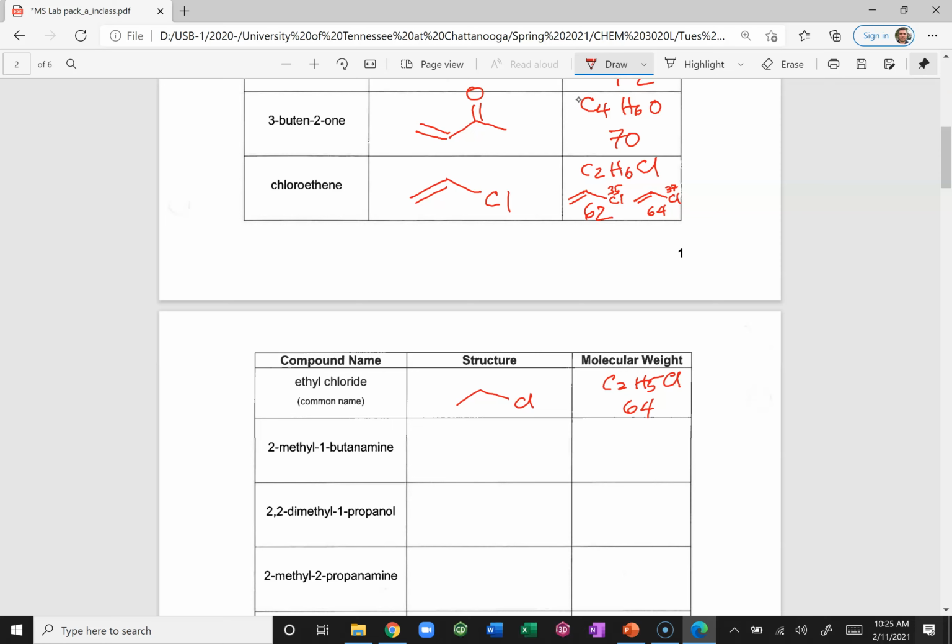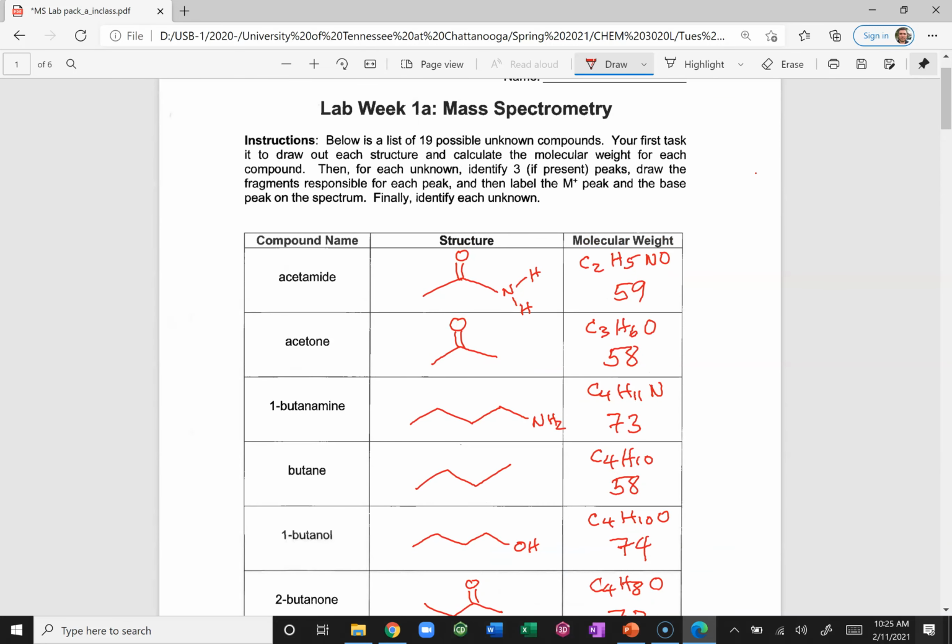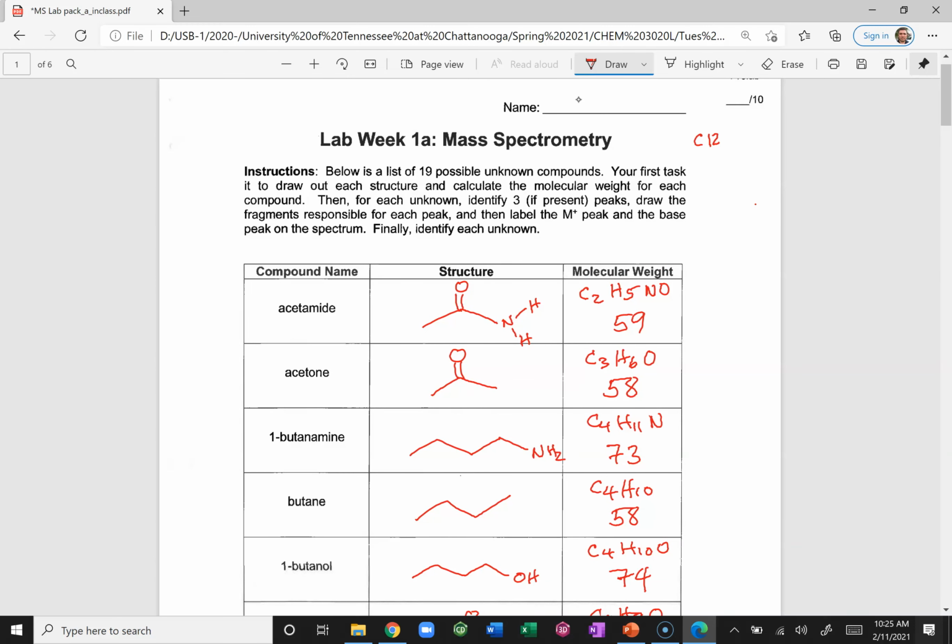Then we have 2-methyl 1-butanamine. So butanamine is this, and 2-methyl will be that. So this will be C5H13N, and this is a mass of 87. Again, what we're doing here is using carbon as 12, as you know. Hydrogen will be 1.